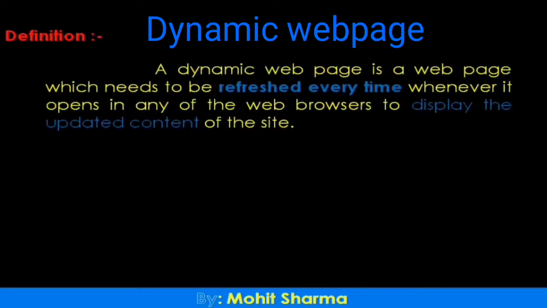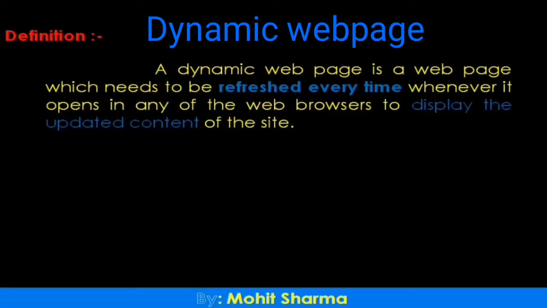dynamic web page. Okay, so what is the definition? A dynamic web page is a web page which needs to be refreshed every time it is opened in any web browser to display the updated content of the site. As the name suggests, a dynamic page changes every time. Whenever we open a page, we see that the page always has updated contents.